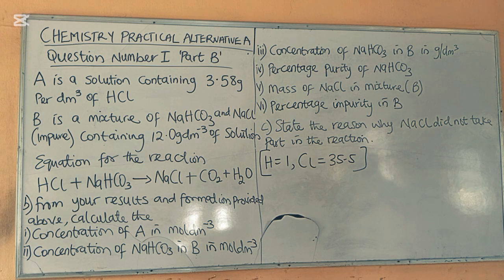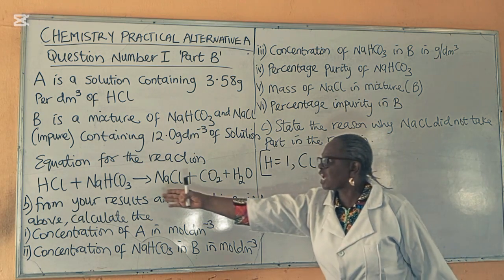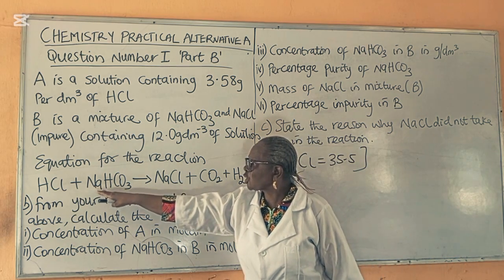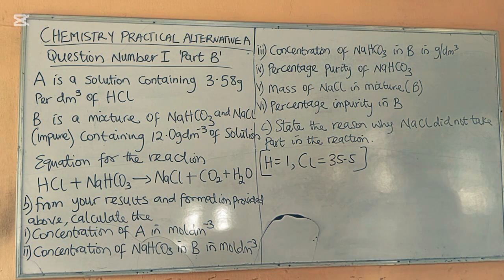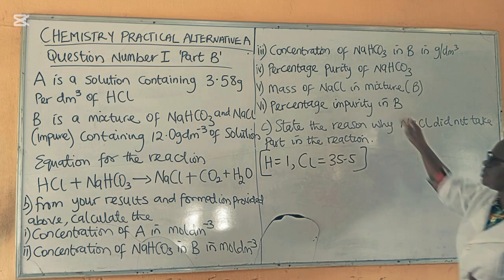Then V says the mass of sodium chloride in the mixture, or they can ask it as the mass of the impurity, because you can see that sodium chloride is acting there as impurity because it never took part in the reaction. What took part in the reaction is NaHCO3. Then VI says percentage impurity in B. That means you are going to find the percentage impurity of the sodium chloride in B.